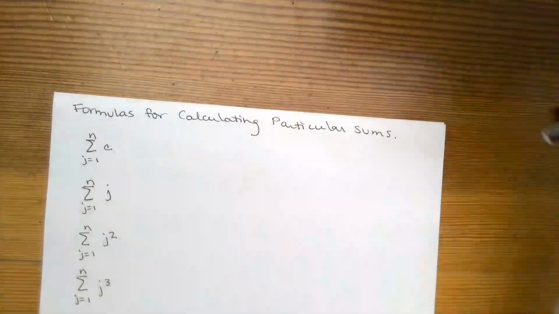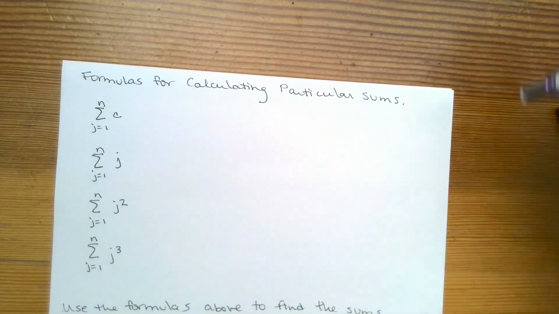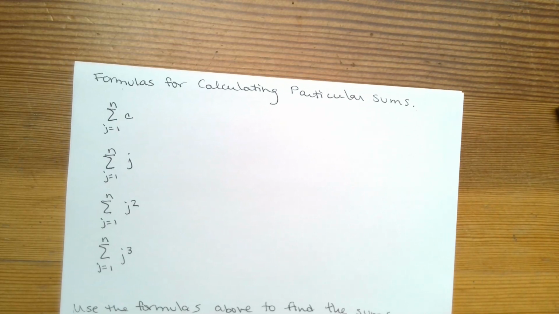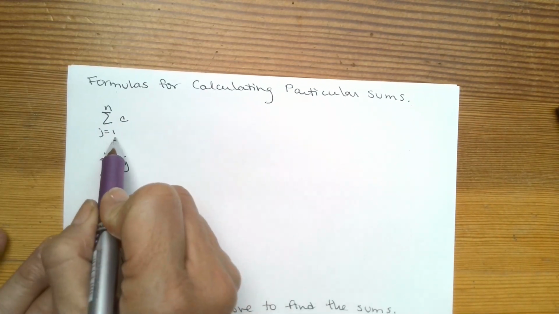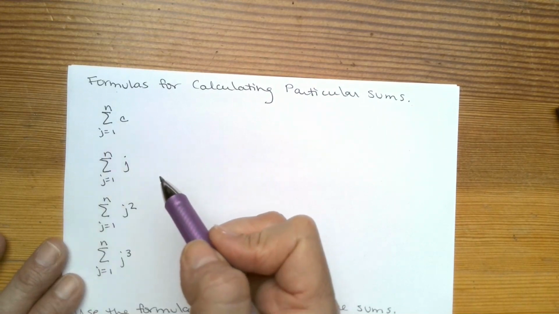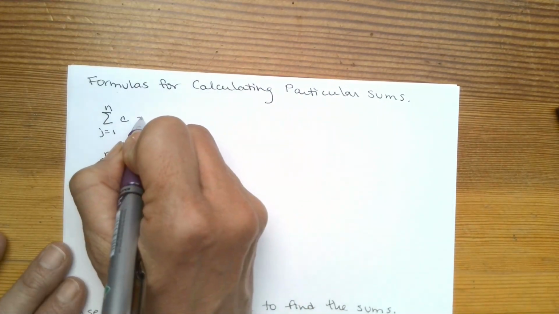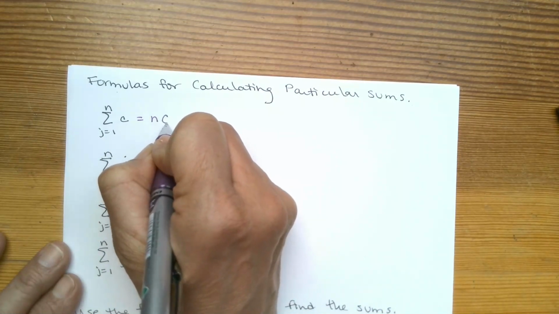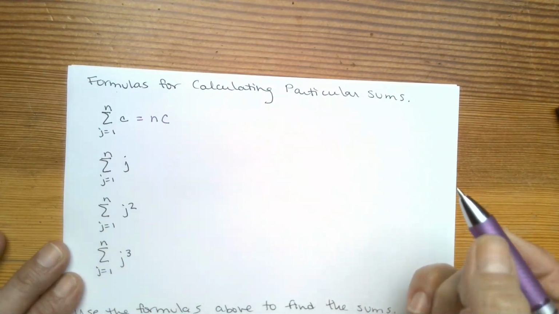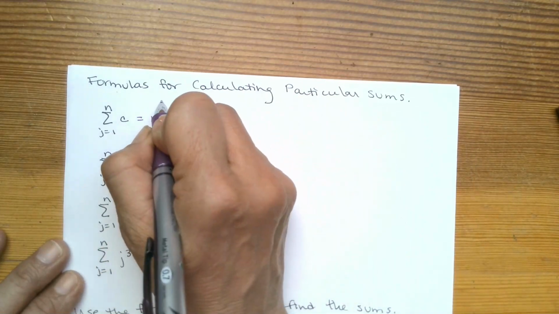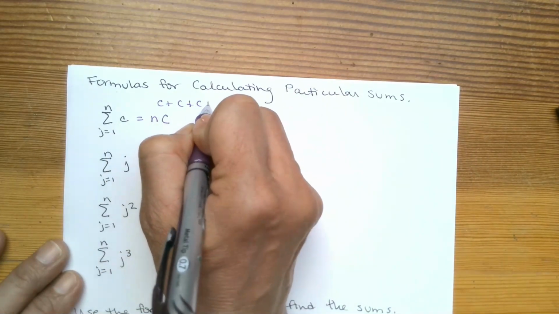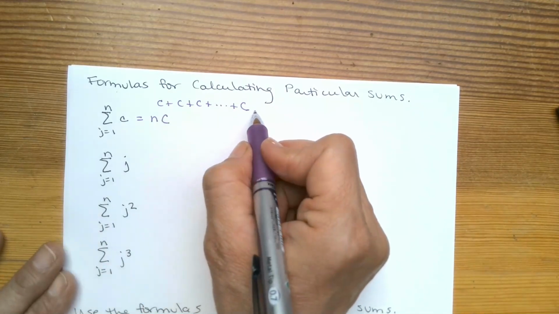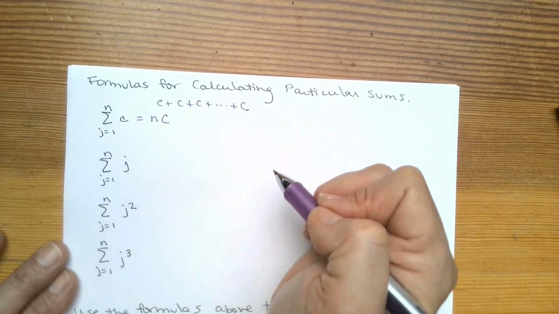So now I'm going to show you a couple of formulas for calculating these so that we don't actually have to add them up. So if you were adding up from 1 to n, just a constant, so c again is a constant, then what that formula is just n times c. Okay. And I should have written that out. So this means c plus c plus c plus c, n times, right?